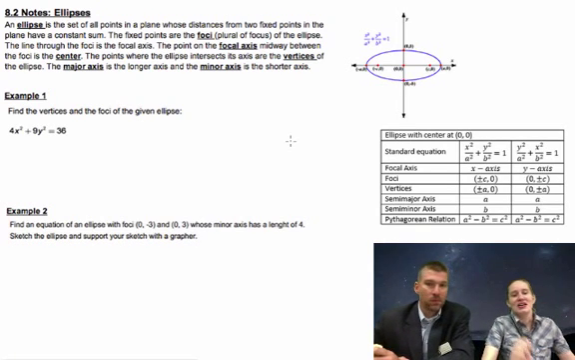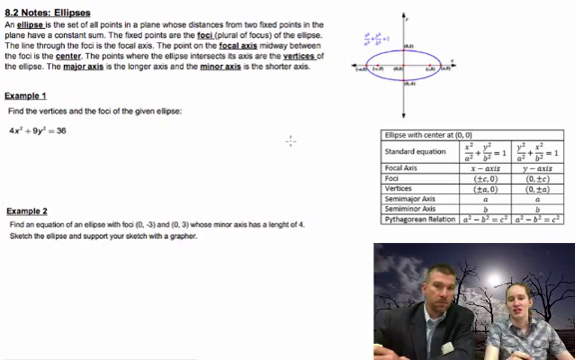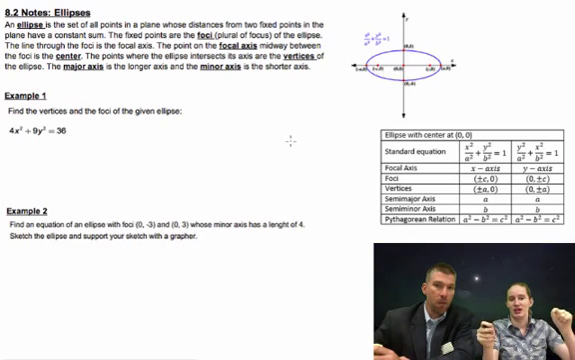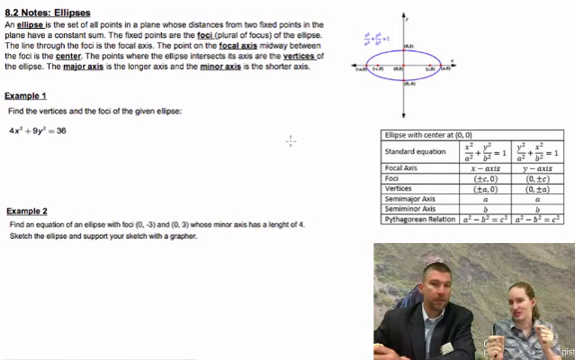All right, so an ellipse is a set of all points of a plane whose distances from two fixed points of the plane have a constant sum. So those are going to be our foci, right? Which is the plural of focus.